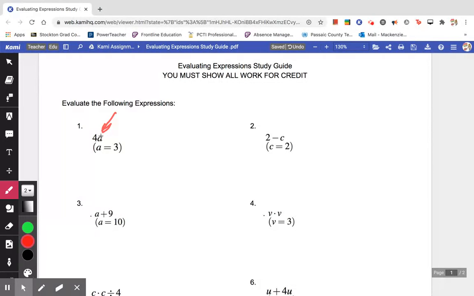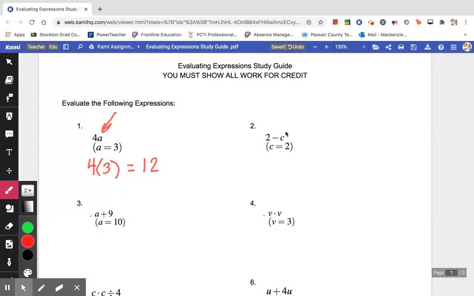So right here we have 4a. If you think about it, the operation happening between 4 and a is going to be multiplication. So in order for me to plug 3 in, I have to use parentheses to show that multiplication is happening here. If not, it just looks like 43. So when I do that, I have 4 parentheses 3. So my answer to this first one is going to be 12. So again, that's really important when we do multiplication.